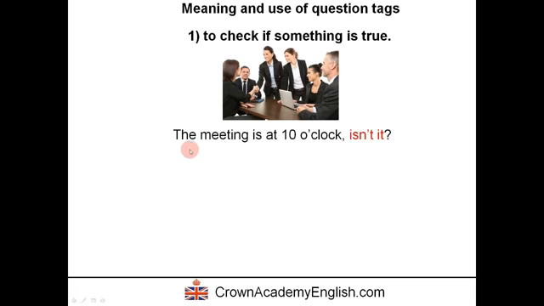So we have the statement, the sentence, followed by the question tag. And the meaning of this is the person is checking if this is true. The person wants to know if the meeting starts at 10 o'clock. Okay, so the person is not sure. They are checking the time of the meeting. So they do this with a statement, with a sentence, and then a question tag at the end.